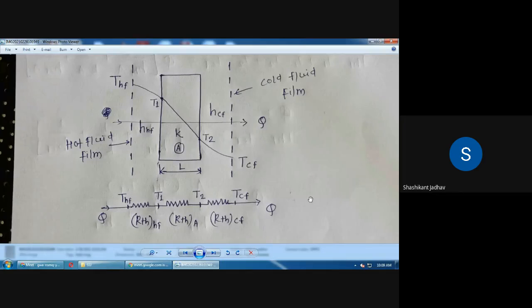So can anyone tell me what is the equation for the left hand face? Our left hand hot fluid is there. So what is the equation for that? So 1 upon HHF into area. So this is the equation for the resistance. But what is the equation for the Q for that left hand face, left hand fluid?